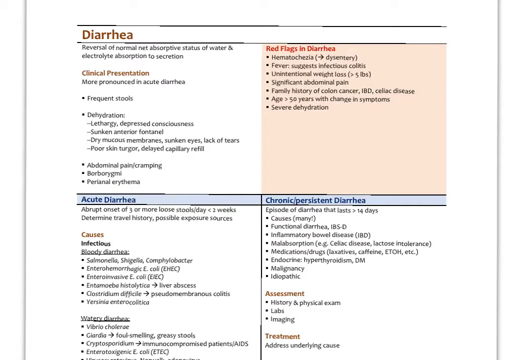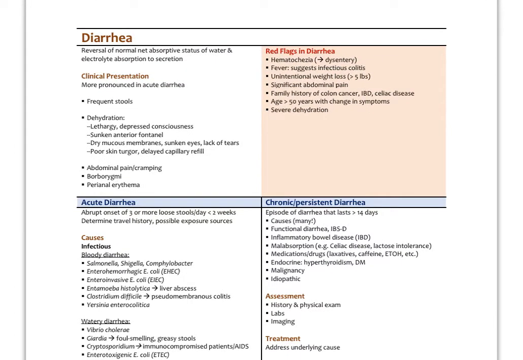Now, diarrhea is at the other end, and this is a reversal of normal net absorptive status of water and electrolyte absorption to secretion. So basically, you end up secreting things from the bowel wall, and it's not all absorbed, so it ends up passing in the stool. The clinical presentation, again, this can be acute or chronic. It's going to be more pronounced in acute diarrhea, but frequent stools, dehydration might be there.